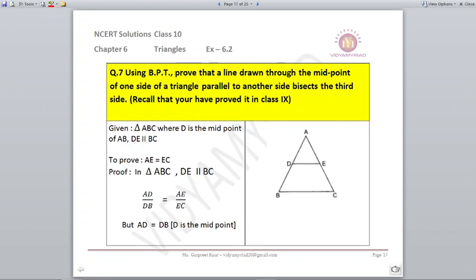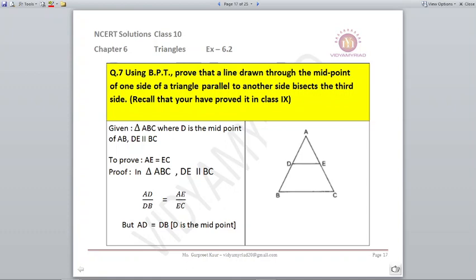Using BPT, prove that a line drawn through the midpoint of one side of a triangle parallel to another side bisects the third side. And this thing we have already done in class 9. Now we are going to do it in a different way, in the form of BPT theorem. Now here we have a triangle ABC where D is the midpoint on AB and DE is parallel to BC. We need to prove that AE is equal to EC.